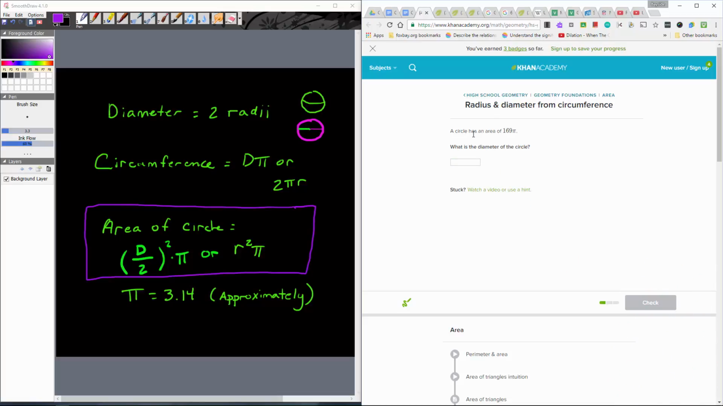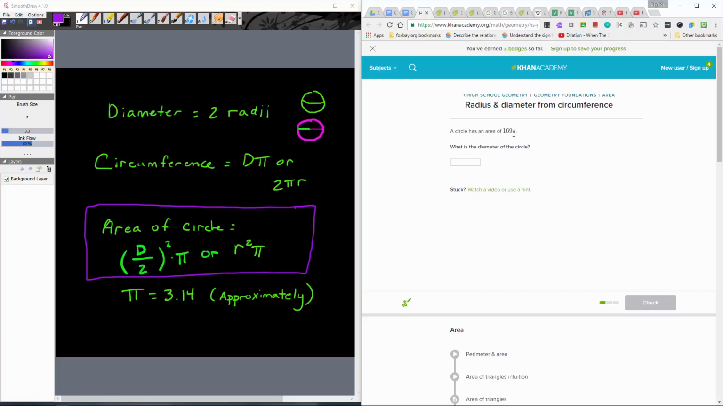This one here says that the circle has an area. Oh, interesting. So this isn't circumference, this is area. So the circle has an area of 169 pi. What is the diameter? Well, the area of the circle, remember, is this right here. So it's radius squared times pi, which is what we'll do here. So the first thing we'll want to do is think of what times what equals 169.